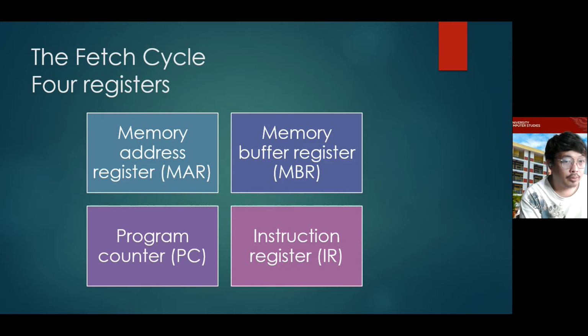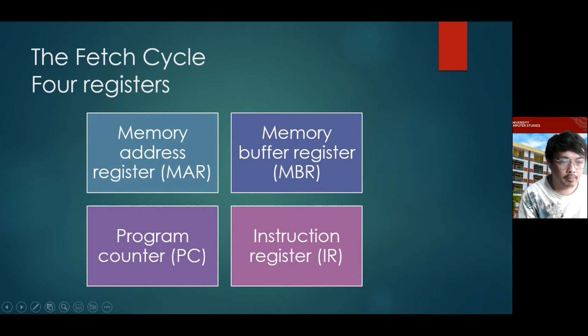We now begin to look at the fetch cycle, which occurs at the beginning of each instruction cycle, and it causes an instruction to be fetched from the memory. There are 4 registers involved in the fetch cycle. First is the memory address register or the MAR, the memory buffer register or the MBR, the program counter or the PC, and the instruction register, the IR.